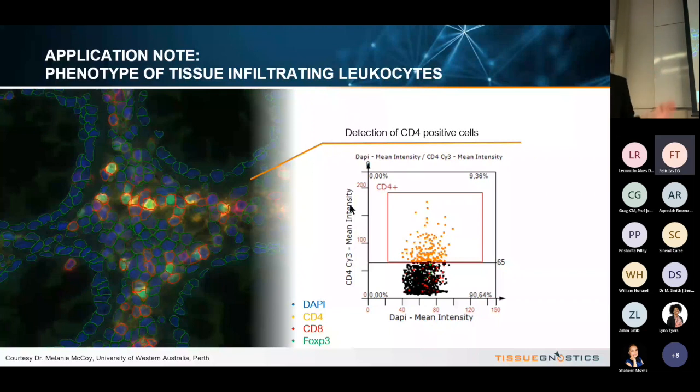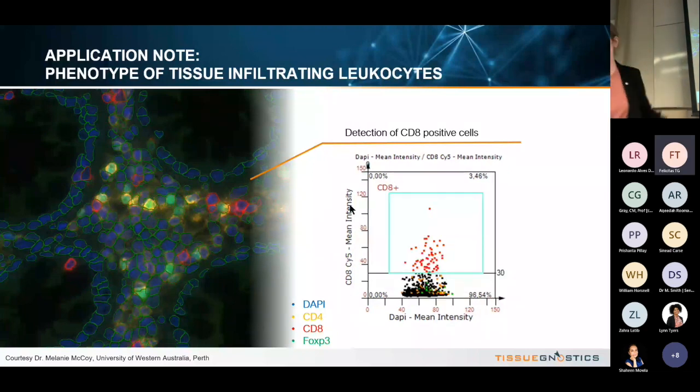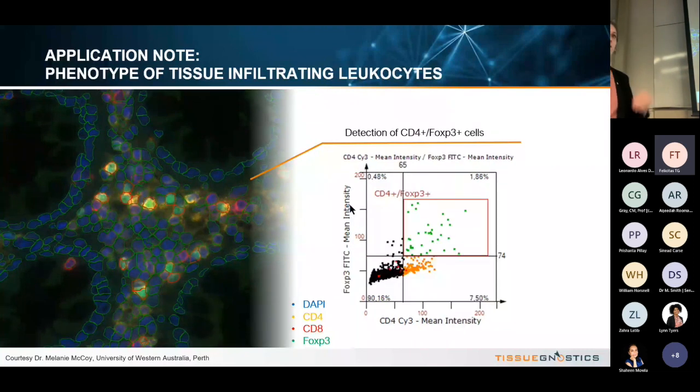So here you can see now the detection of CD8 positive cells in the tissue. And here are our T regulatory cells, so the cells which are CD4 positive and FOXP3 positive.